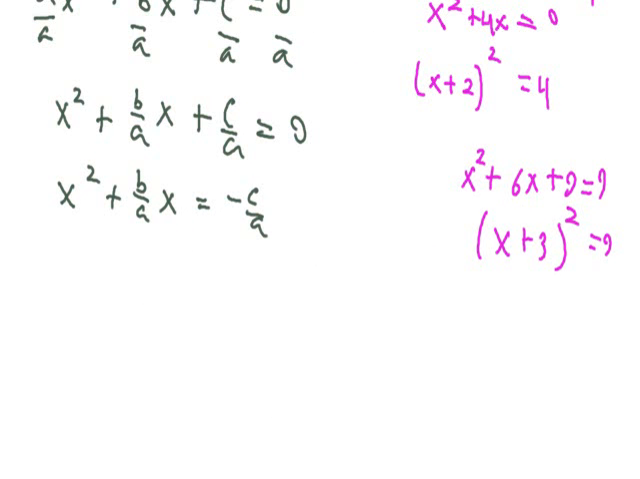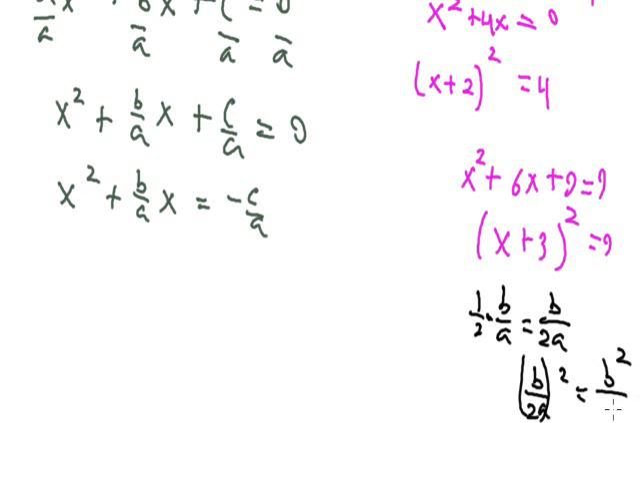Now 1/2 of b over a can be simplified to just b over 2a. And then, of course, b over 2a squared is just b squared over 4a squared. That's just some terms that we'll use. I'm going to kind of skip a couple steps, and hopefully you can see what I'm doing here.